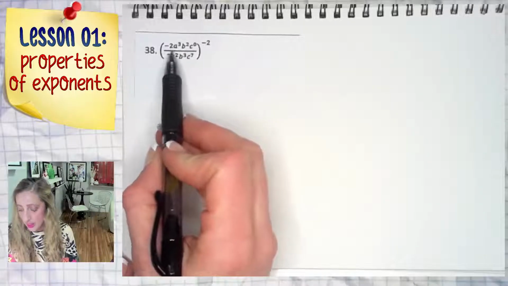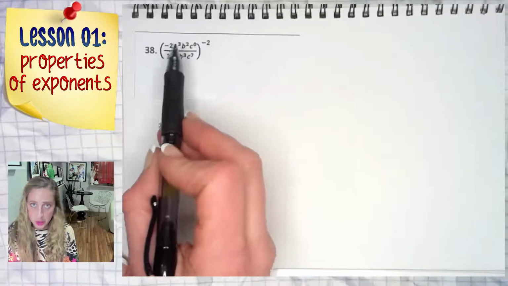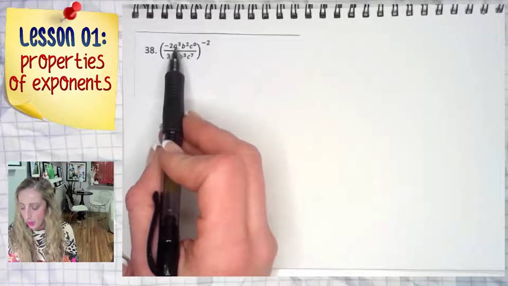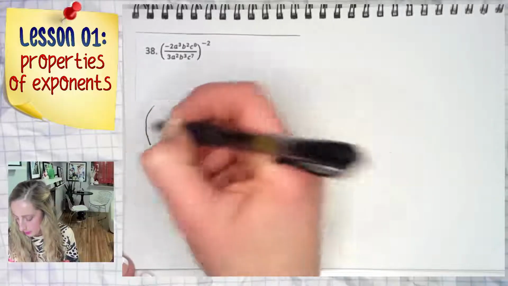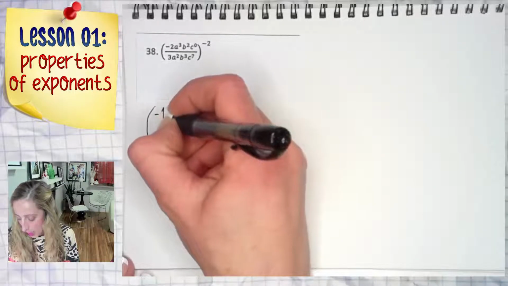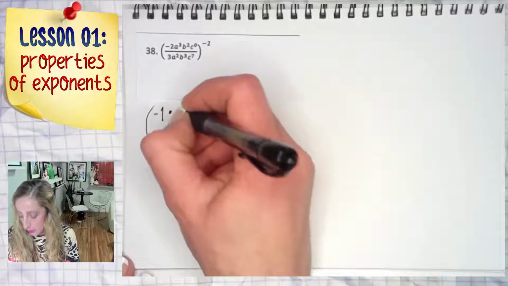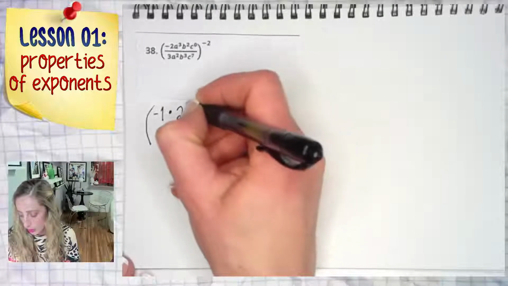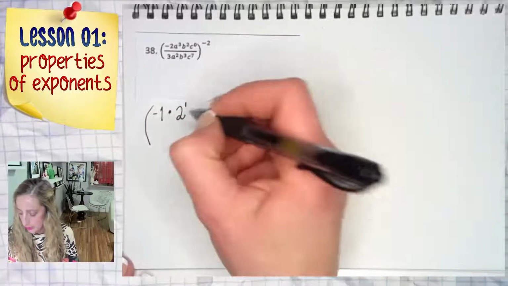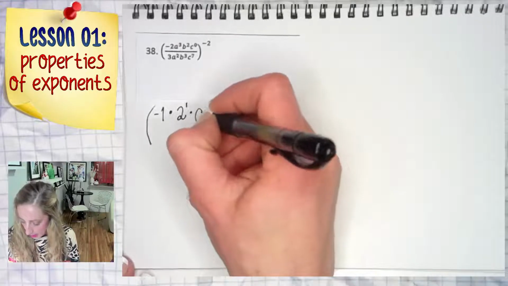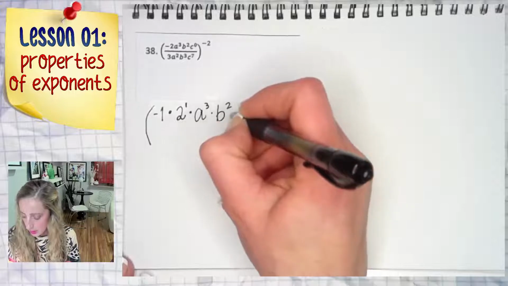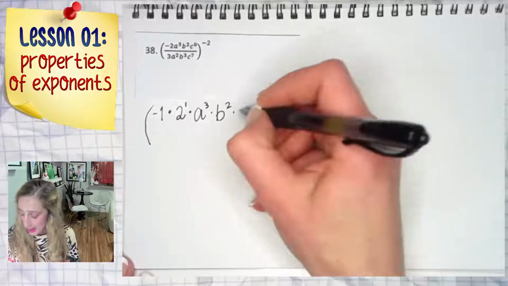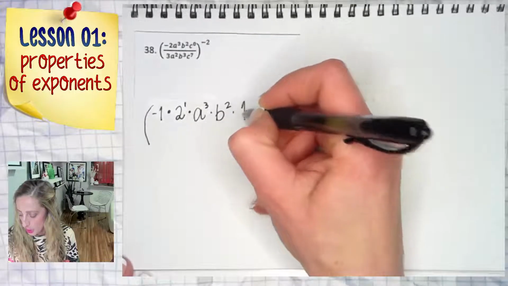I know that 2 and a are quite close to each other, but the 2 is not part of the a, which is raised to the 3rd, unless of course they're in parentheses. So that being said, -1 on the inside, 2 to the 1st on the inside, a to the 3rd, b to the 2nd, c to the 0. I hope we all just know that that's 1.